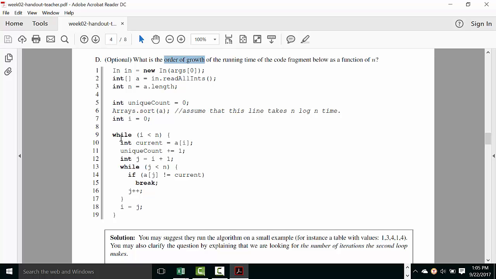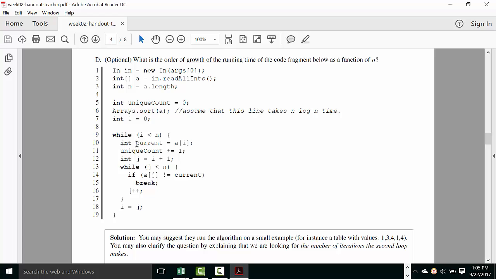So it's asking the order of growth. This means that we have to count how many times things are happening here in terms of n. Now, a naive way to think about this is to say that because it has two while loops, and they are nested, you may think that the order of growth is n squared. But that may not be true. So you have to be very careful here.